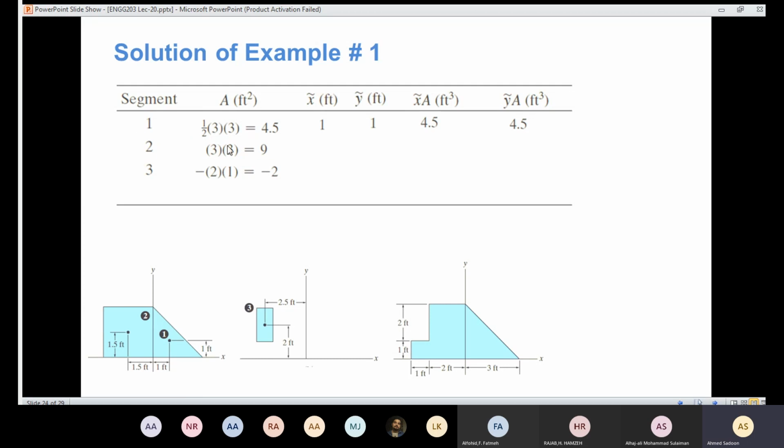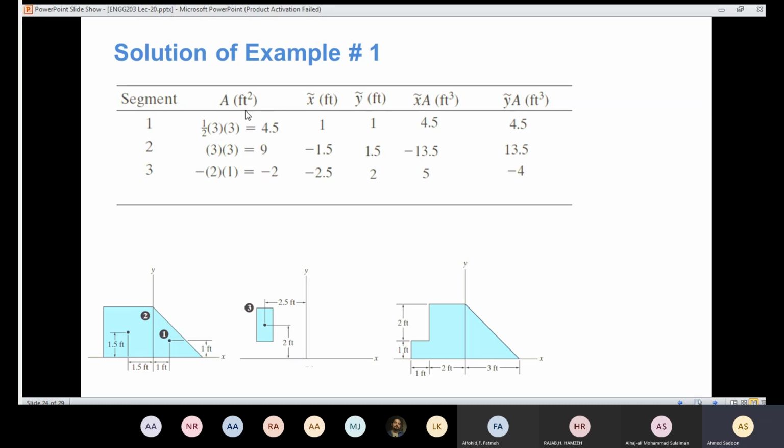Regarding segment 2 or part 2, I need to know the X and Y. For part 2, X is minus 1.5 and the Y is 1.5. Again, I need to multiply this one by that one and this one by that one. Then the final part, which is part 3, I have the distance in X is minus 2.5, and the distance in Y here we have 2. Then multiply this one by that one and this one by that one, here and there.